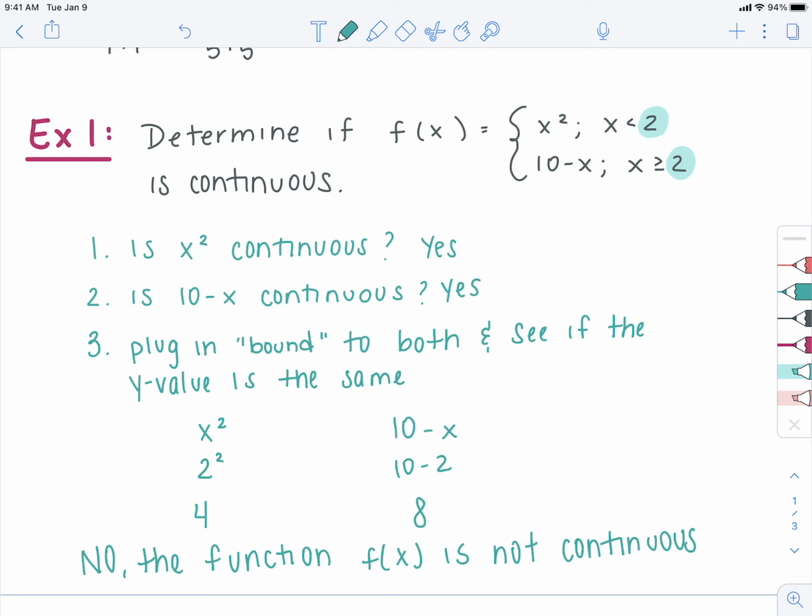So check both sides, and then check to see if they give you the same output when you plug in the bound. If you get yes for all of those, then yes, it is continuous. If at any point you get no, you can stop, and you don't have to continue on because you already know it's not continuous.